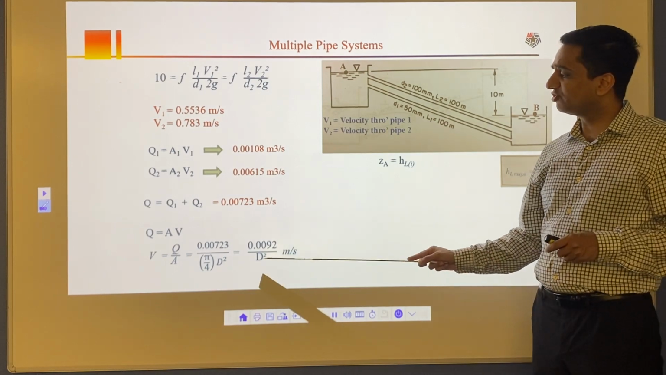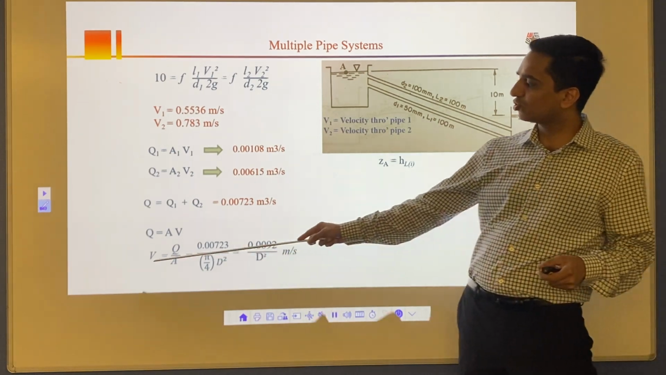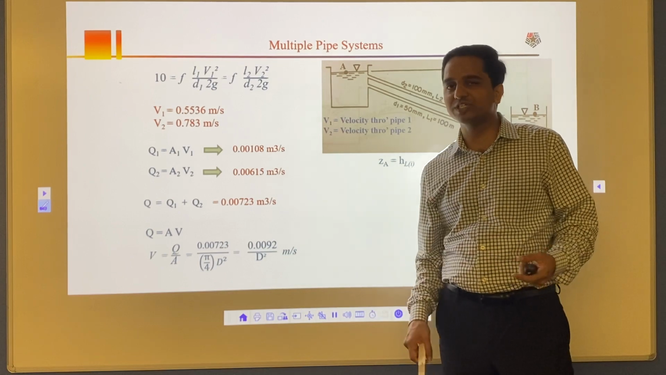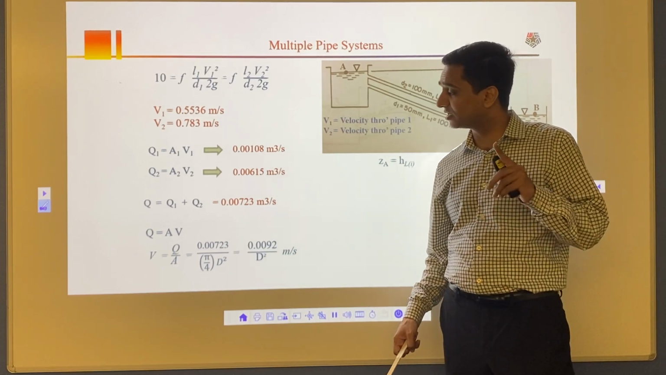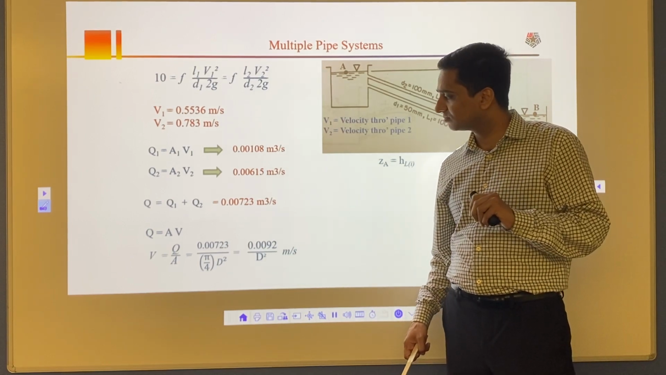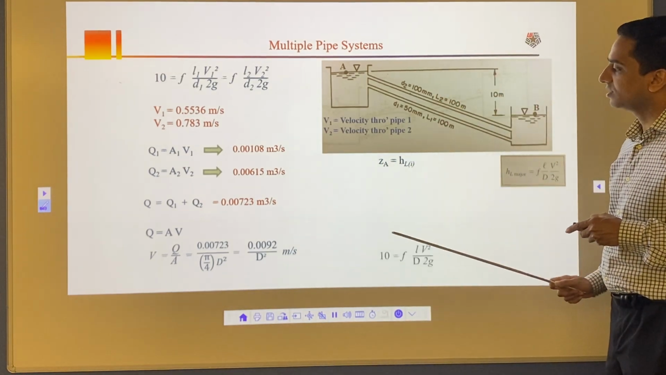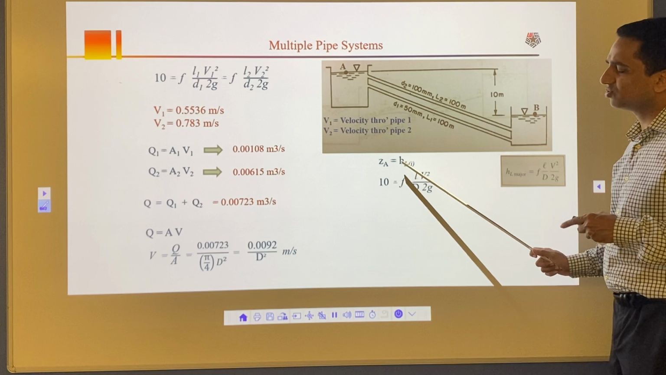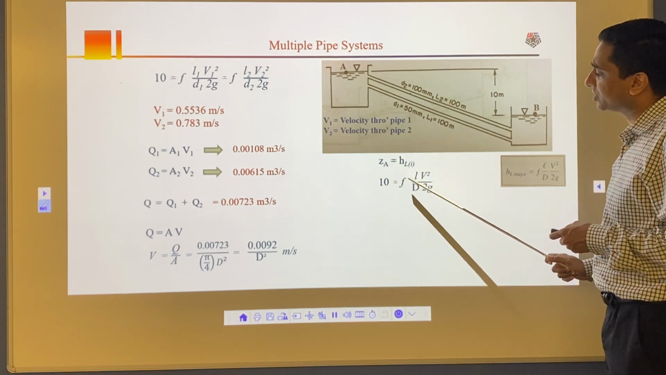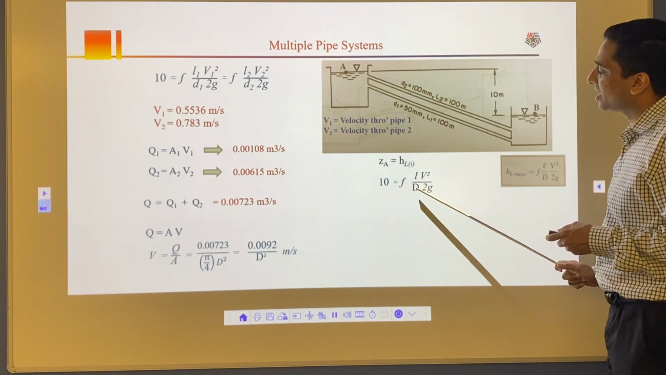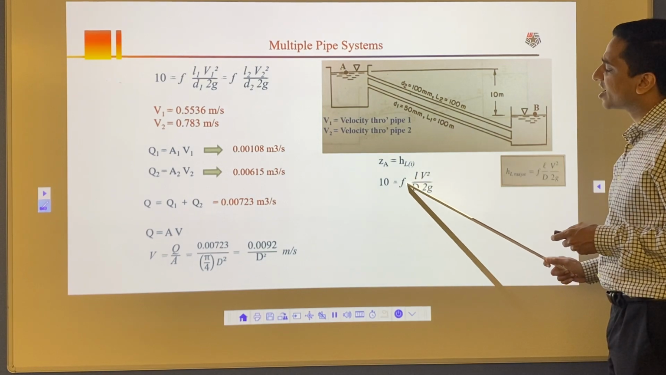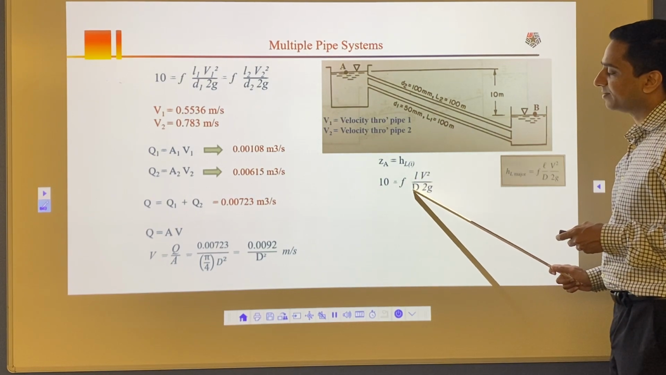Now my objective is to get diameter. Here I don't know velocity, I don't know diameter. It's one equation, two unknowns. I need another equation. So I'm going to use this one: 10 ZA is equal to something that we got from Bernoulli's equation earlier, FLV square by 2gD. So that is my objective, to calculate D.